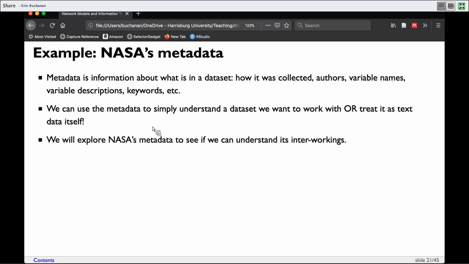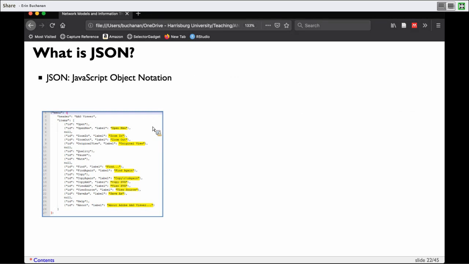And so I'm going to do a couple of things, because it's destructured in a JSON file. But honestly, any kind of text that you have, you can apply this structure to. All right, so what is JSON? Well, JSON is JavaScript object notation.